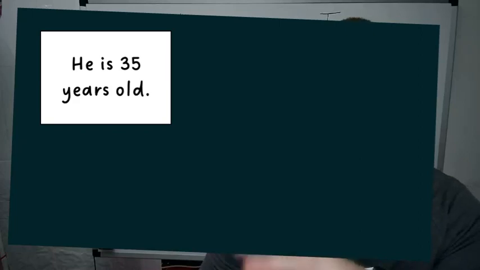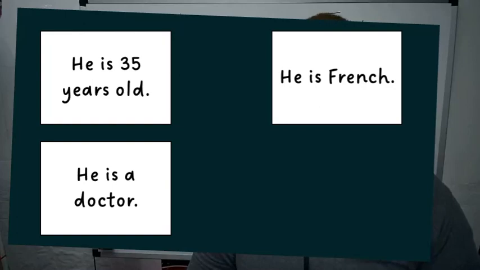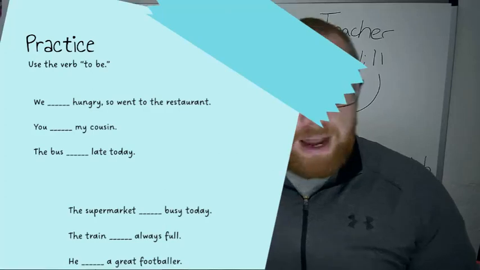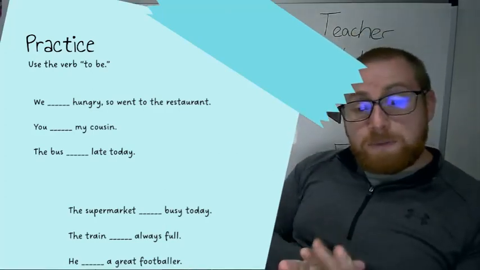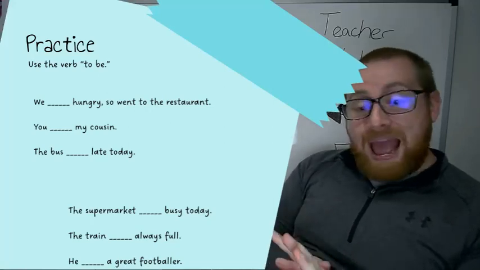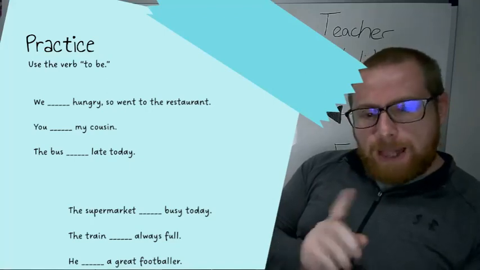He is 35 years old. If you were talking about yourself, you would say, I am 35 years old. He is French. We're talking about you. You are French. He is a doctor. He is single. Now we're going to have a little practice using the verb to be to do this gap fill. This is available in the worksheet if you would like to play along, and why not try doing it twice and using contractions the second time through. Let's take a look.